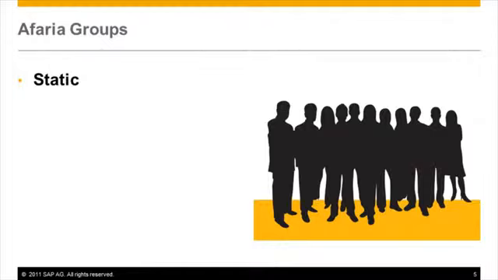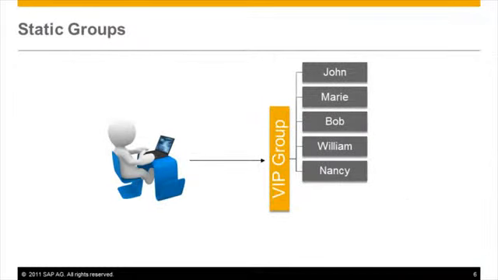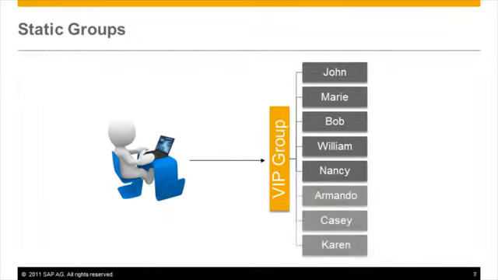With static groups, membership changes only when you add or delete a device from the group in the Afaria Administrative Console. In a static group, the group is created and then devices are added manually one by one to the group. As more devices are enrolled, they must be manually added to the group by linking the device to the group.